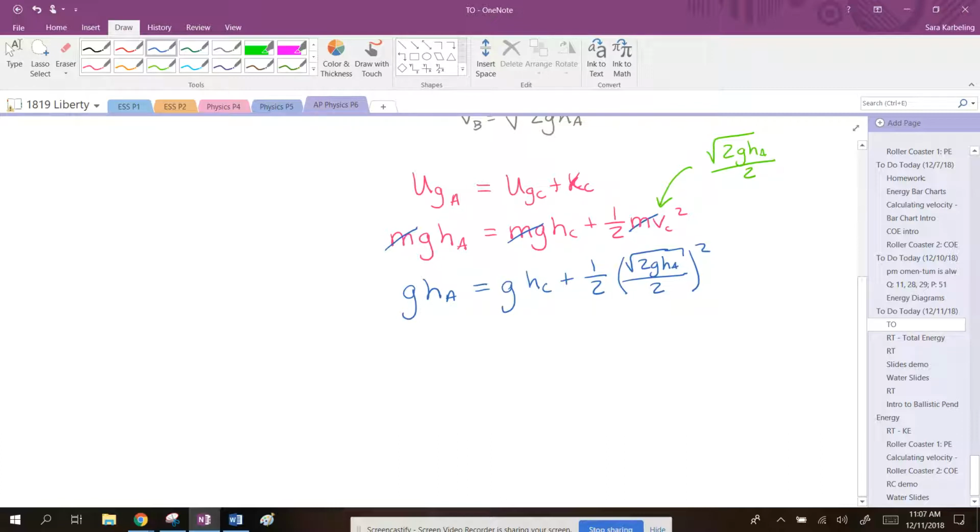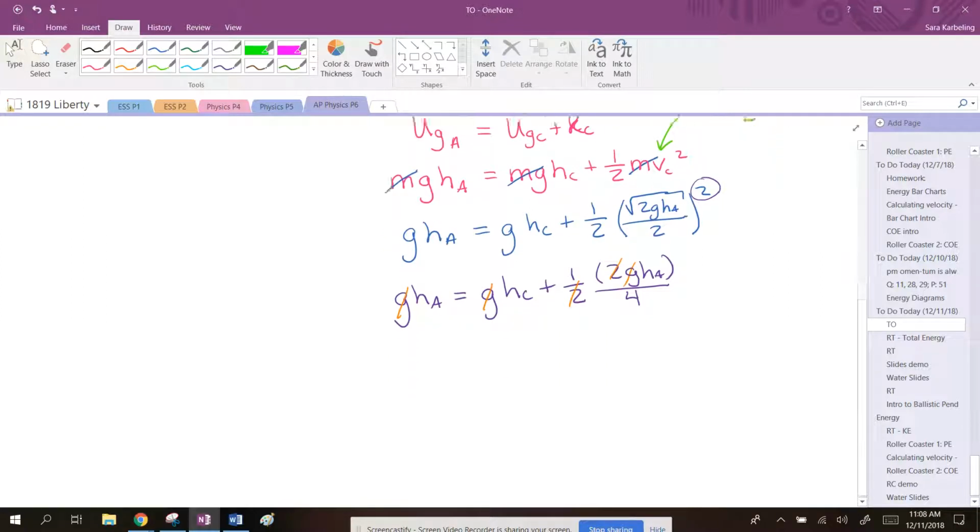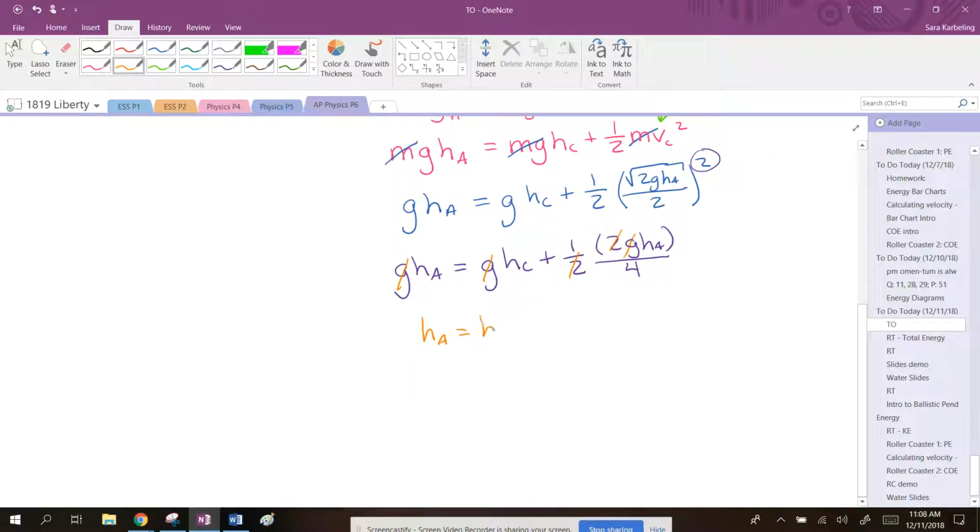The nice thing about this expression is that everything is in terms of the heights, and that's what we really want. Now I'm going to square everything in that parentheses. So GHA is equal to GHC plus 1/2 times, squaring everything inside, just 2GHA on the top because squaring a square root gets rid of the square root. Then I square the bottom as well, which gives me a 4. There's a G in every piece of that expression, so the G's go away. I've also got a 1/2 and a times 2, so I'll get rid of those as well. Simplifying that down, I've got HA equals HC plus HA over 4.